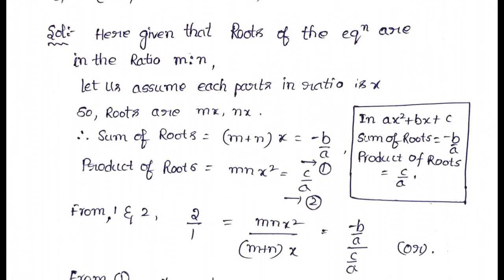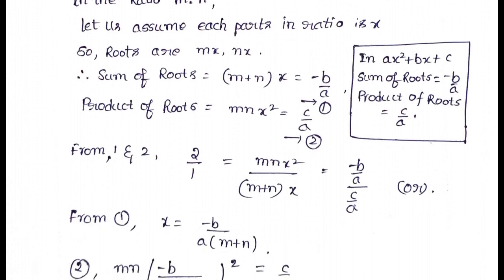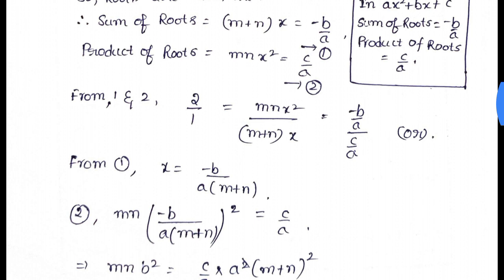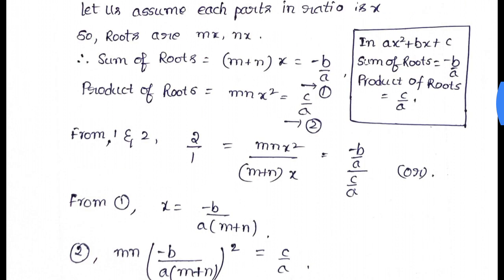As we said earlier, the roots are mx and nx. So as per the formula, the sum of the roots is equal to minus b by a, and the product of the roots is equal to mn x square, which is equal to the last term by the coefficient of the first term. That is, in quadratic equations, the product of the roots is equal to c by a.